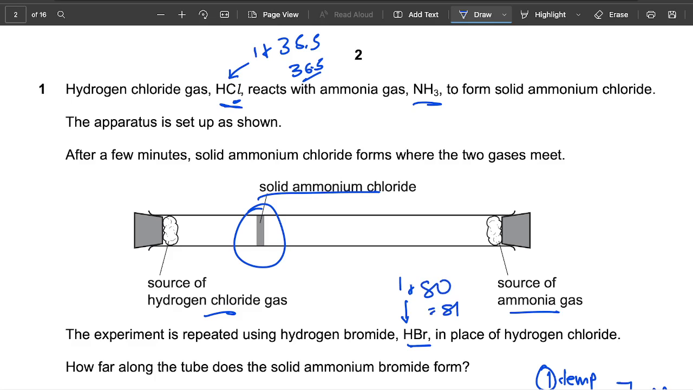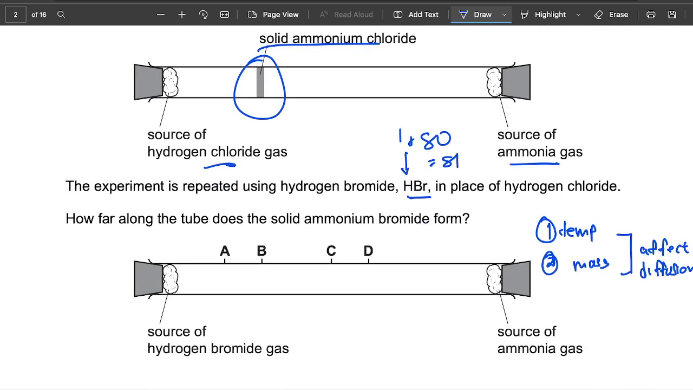If it is heavier, and if before the hydrogen chloride and ammonia gas form here, if it's more heavy, then the hydrogen bromide gas will diffuse slower. If it diffuses slower, that simply means that the ammonia gas will diffuse at the same rate, but this time it will form at this point, because it's heavier.